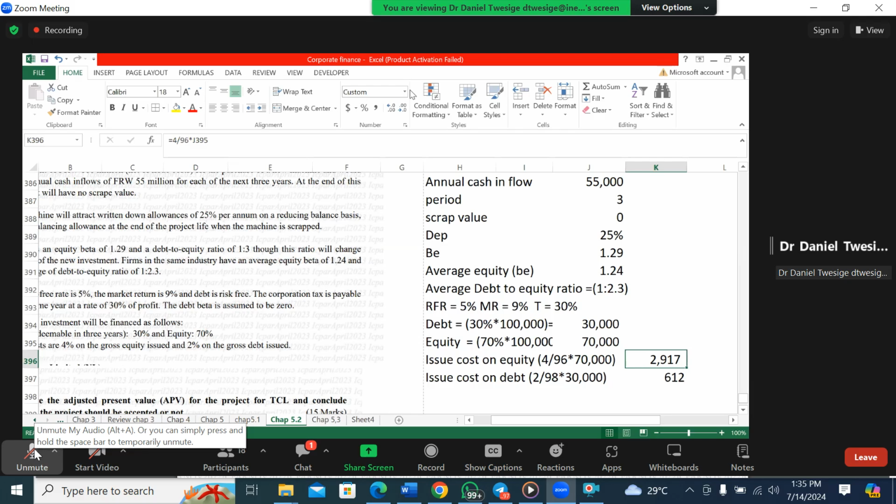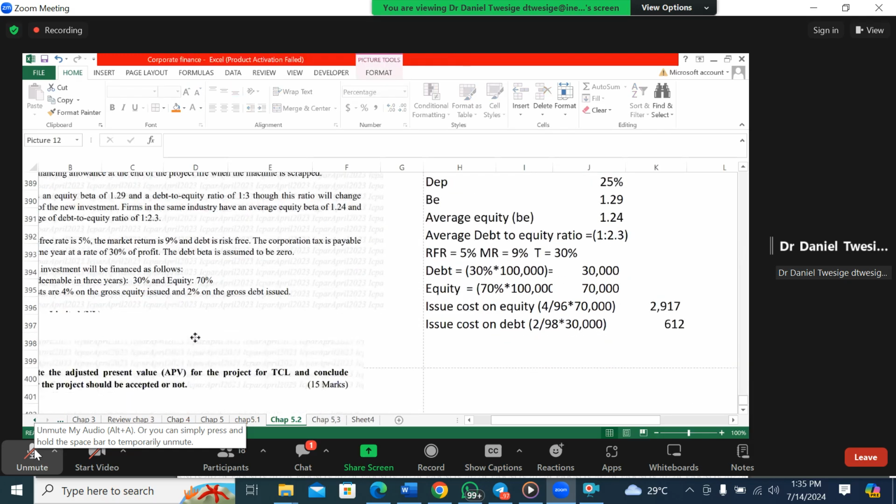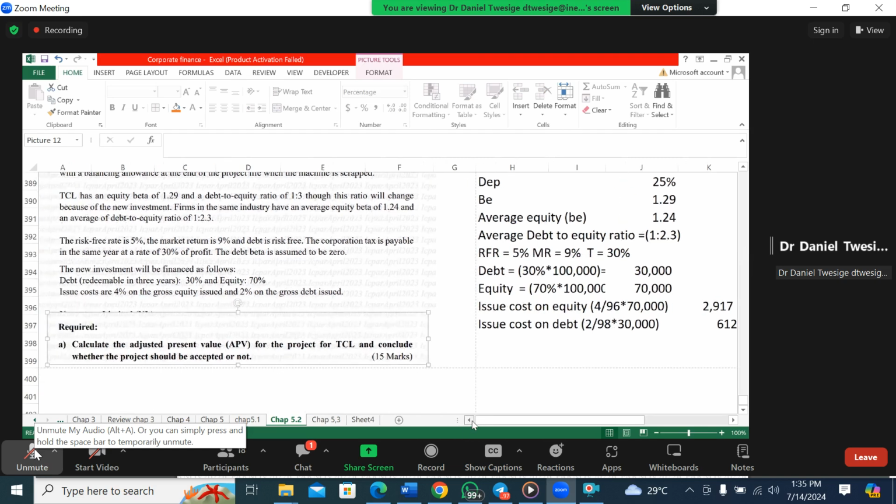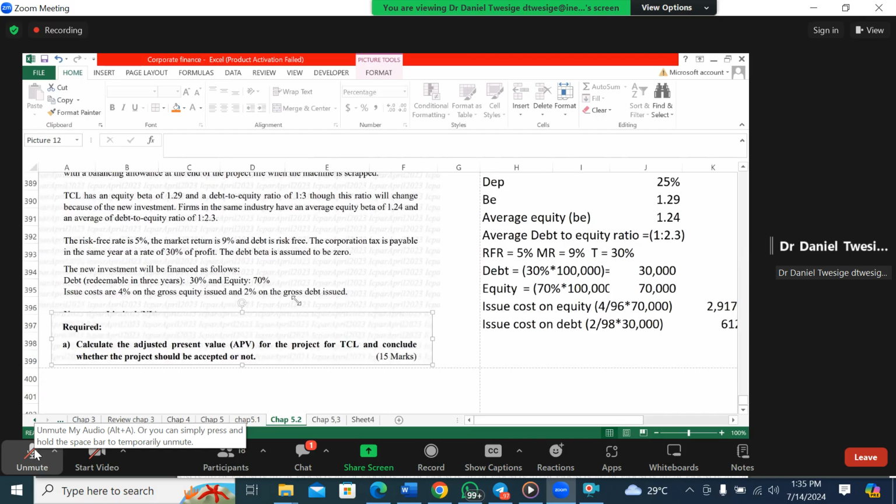So now I think what have they told us? Each cost are going to attract tax. Any information on that? The corporate tax is payable in the same year at 30% of profit. But does it mean that the each cost are attracting tax? That one is a bit challenging. So our total each cost is it?